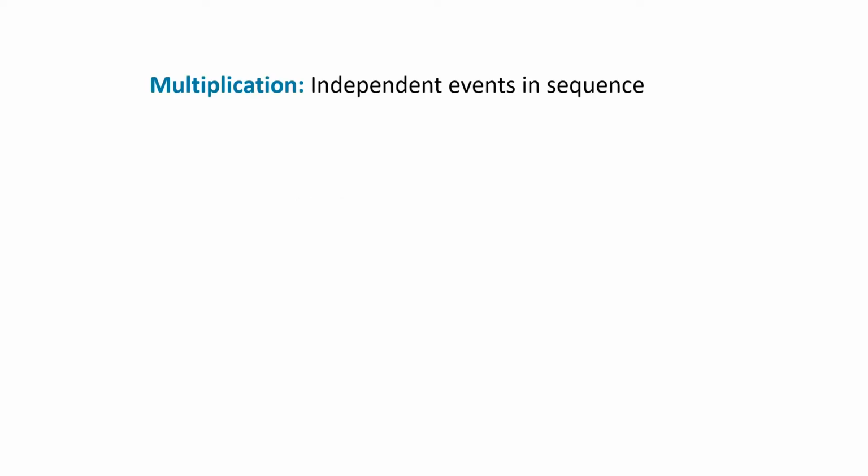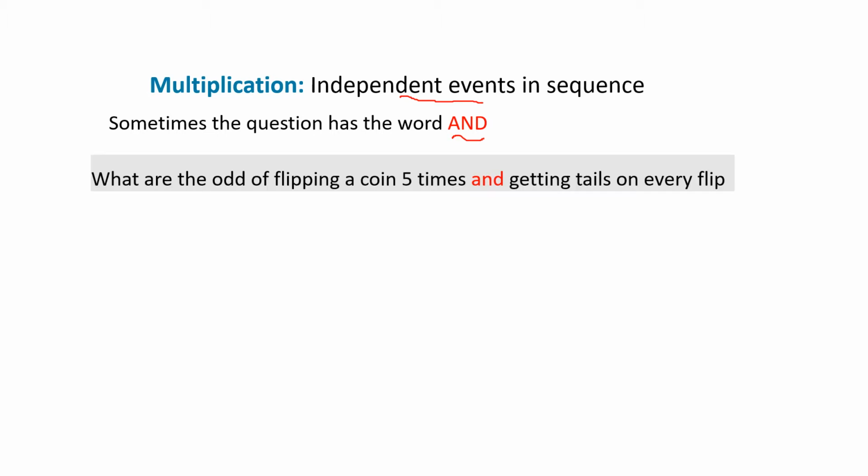Now we're going to talk about the multiplication and addition rule, and they are very easy and highly recommended. If you don't remember them, go and study them from the Campbell Biology, and we're going to just solve a few exercises. Things that I want you to remember about the multiplication rule is that they are independent events in a sequence, and sometimes the question will have the word "and". So let's start trying with this question.